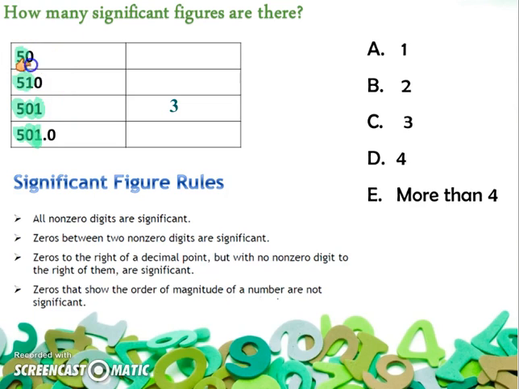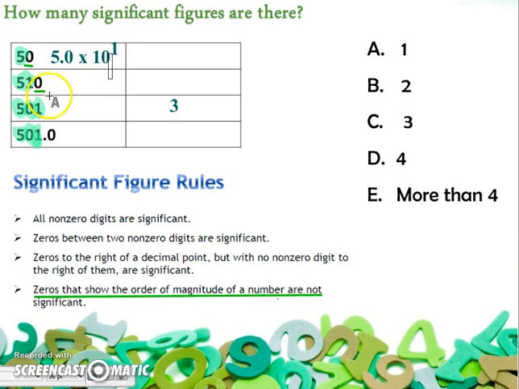Actually, in these 2 situations, they happen to be examples of zeros that show magnitude. They show us how big that number is, 50 or 500. So the zeros that show magnitude are not significant. We know that because we can rewrite this as 5.0 times 10 to the 1 place. We don't even need to really include that 0 there. If we were to write 5.1 times 10 to the 2, we don't have to write any zeros at all.